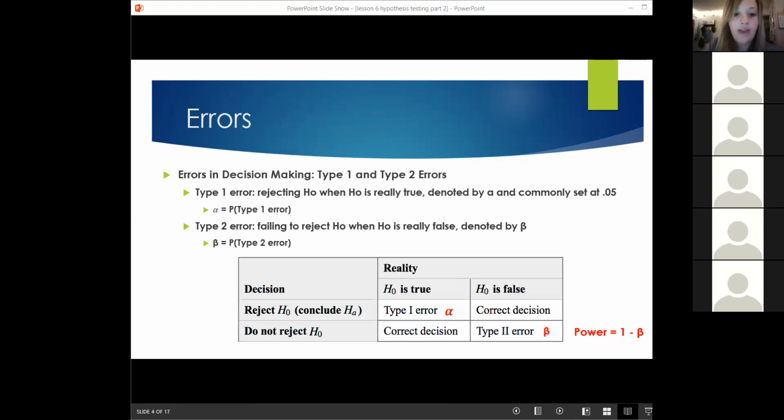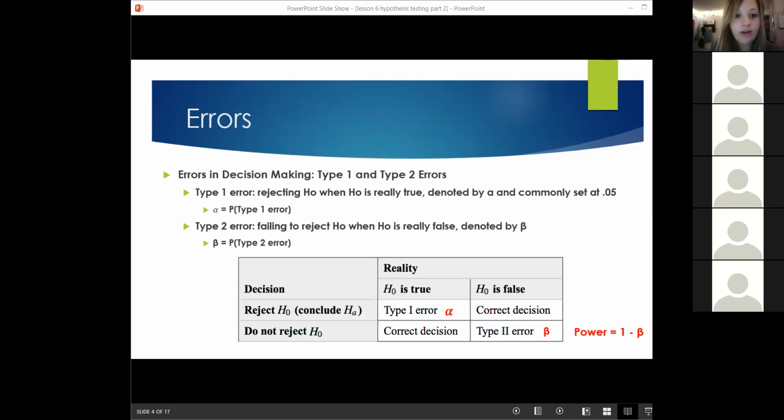So in this case, that's going to be the probability that we reject the null when it's actually true. And then on the other side, we do have a type 2 error, which is when we fail to reject the null when in reality the null is actually false. So we're saying that there's no change when in reality there is some sort of change going on. So we also call that beta. So beta is our probability of a type 2 error.